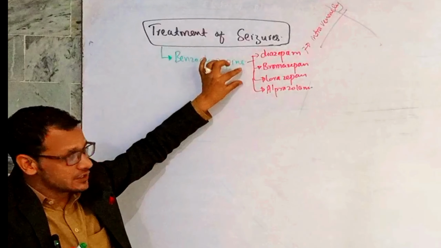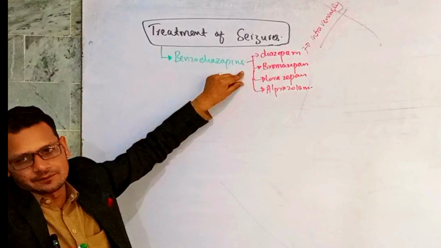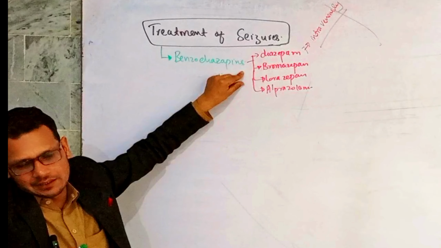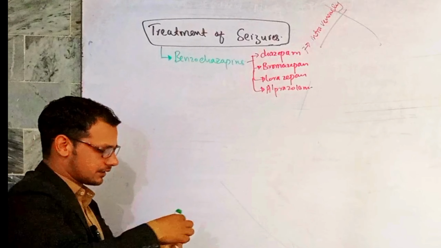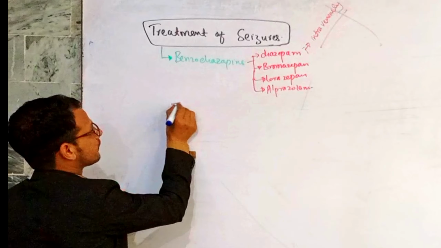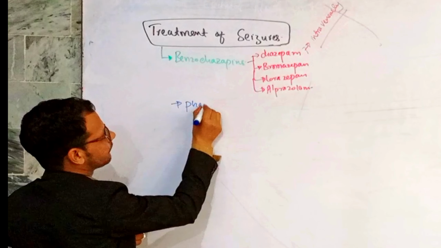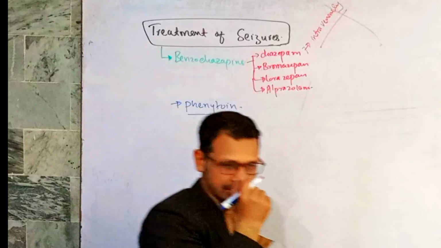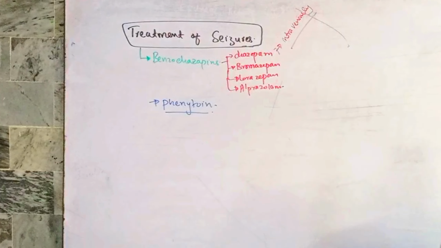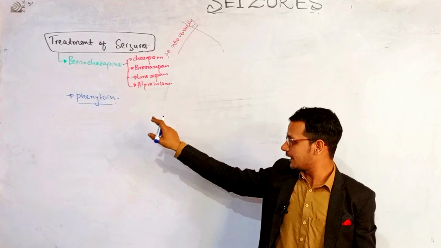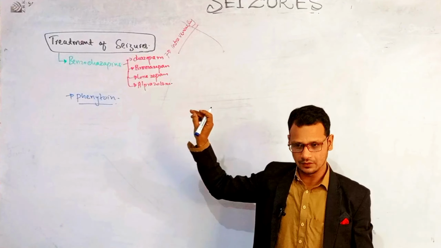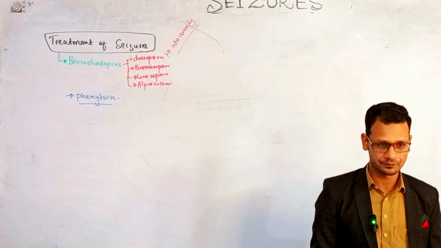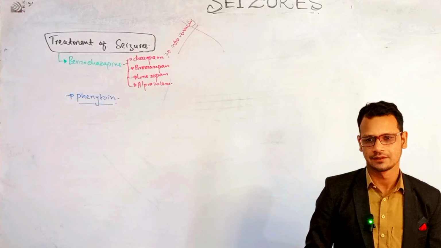But if these drugs have no effect on the patient, we will add phenobarbital. But we will also add the drug phenytoin. But here, pharmacological points: phenytoin has very dangerous adverse effects. There are two. What are they?